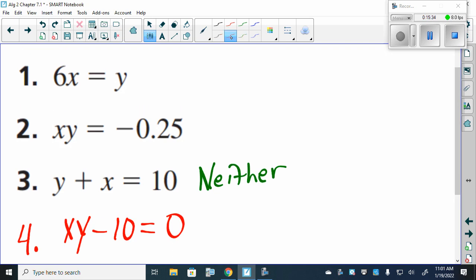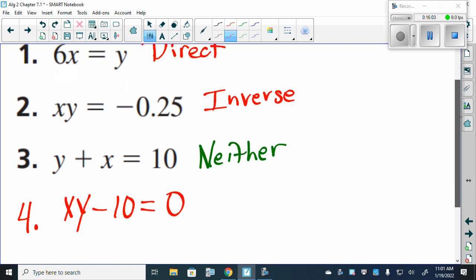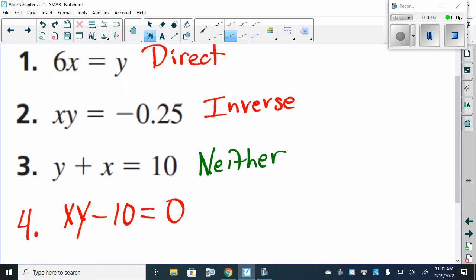Now let's look at these from the top. We'll look at 4 last. So looking at number 1, would this be direct, inverse, or neither? Direct, because this is coming in the form of y equals a times x. So exactly, this would be direct. How about number 2? It would be inverse, because it is coming in the form of x times y is equal to a. And if we wanted to, we could have rewritten it as y equals a divided by x. Y is equal to negative 0.25 divided by x.